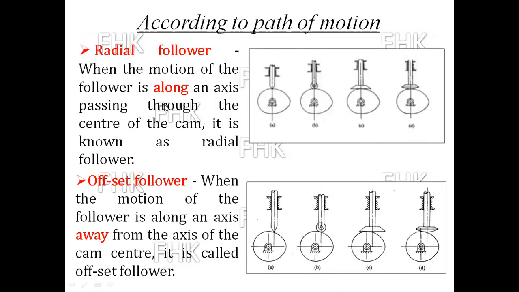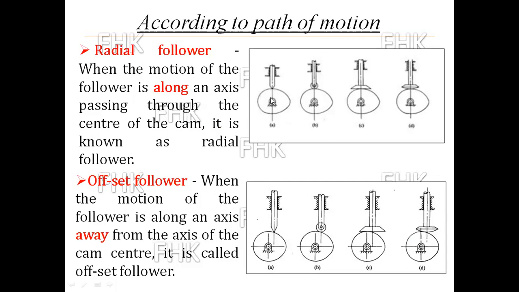Now, the last classification is according to path of motion. The first one is the radial follower. When the motion of the follower is along an axis passing through the center of cam, it is known as a radial follower. Here, in all the followers, whether it is a knife edge, roller, flat face, or spherical shape follower, the axis of rotation of cam and axis of motion of follower is collinear, is coaxial. That follower is called a radial follower.